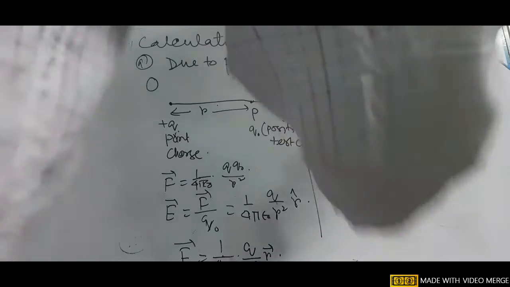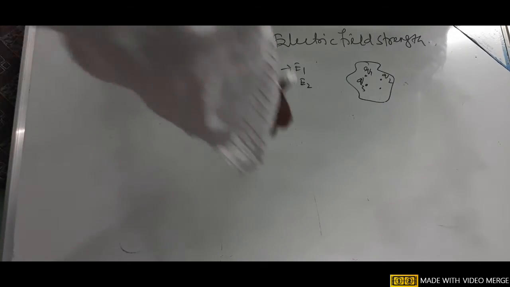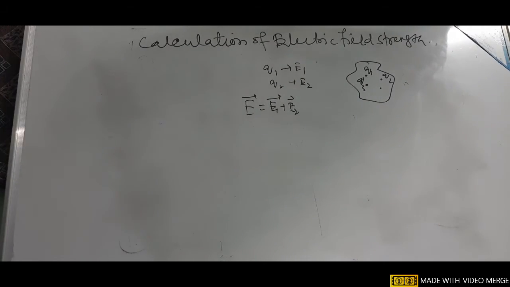Now if there is a system of charges in a body, then how do we find the electric field? If we have the charges Q1, Q2, Q3 up to n charges, for every charge we find out the electric field, E1, E2, like this. And then we sum all these electric fields, E equals E1 plus E2 and so on. For each charge we find the electric field and sum it, which gives the total electric field produced by the body.